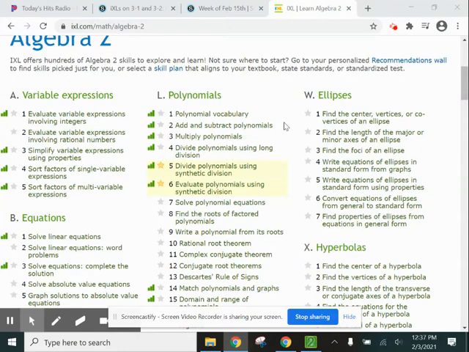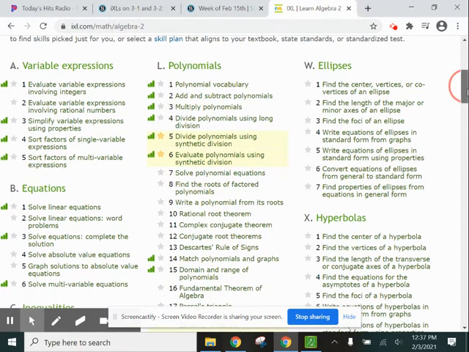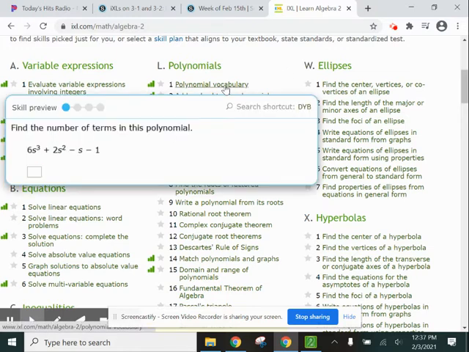This is your video guidance for completing the iXLs for L1, L2, L3, L14, and L15 in Algebra 2. These are all in this polynomial section here, and you'll see they're not started at the moment because I am making this video a little bit in advance. So the first one, L1, is polynomial vocabulary.